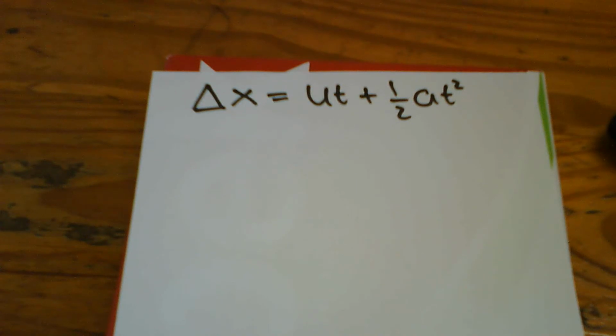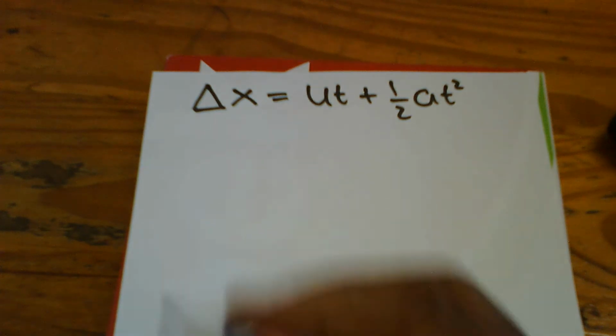Hi guys, in this video we'll be proving the formula that states that the change in displacement is equal to the initial velocity multiplied by the time plus half the acceleration multiplied by the time squared. So for you to be able to prove this equation, you first need to assume two things. First, assume that the acceleration is constant. Secondly, assume that the object starts at an x position of 0 and travels for time t.